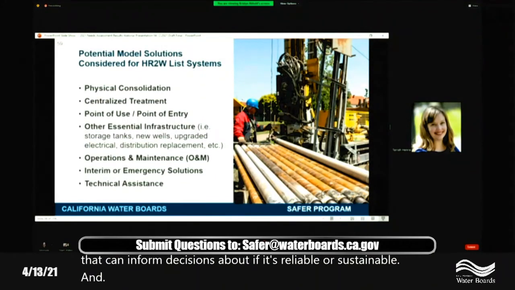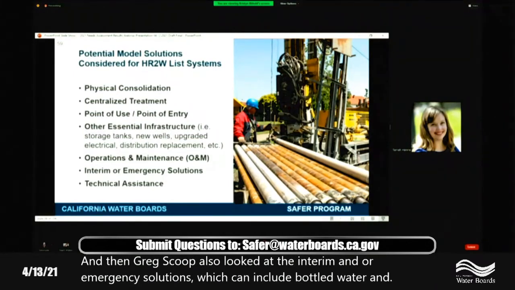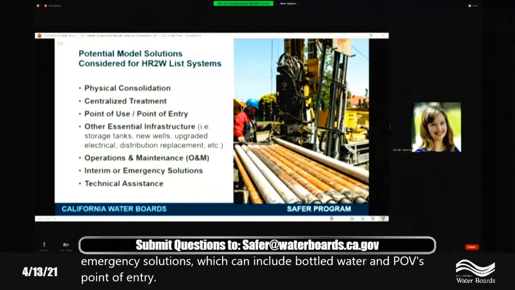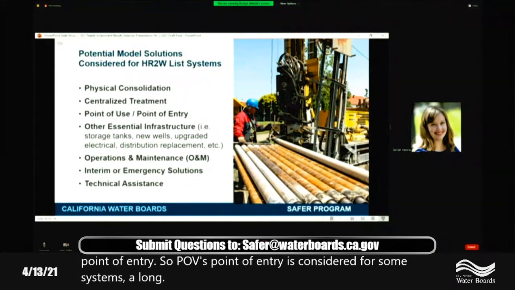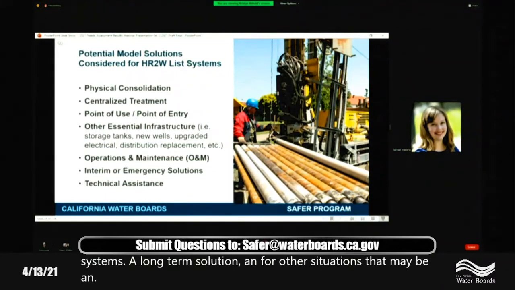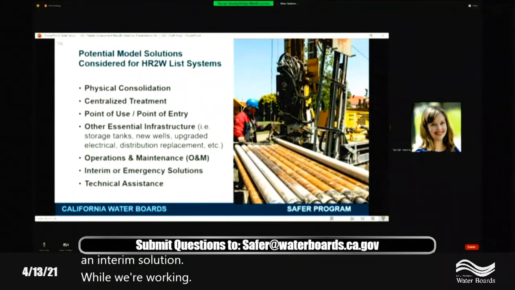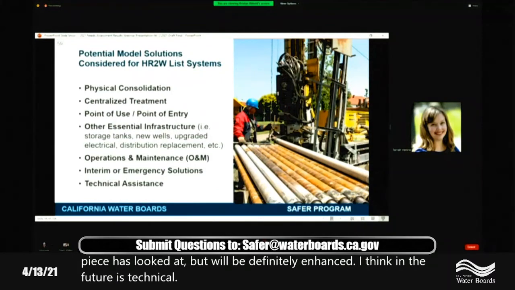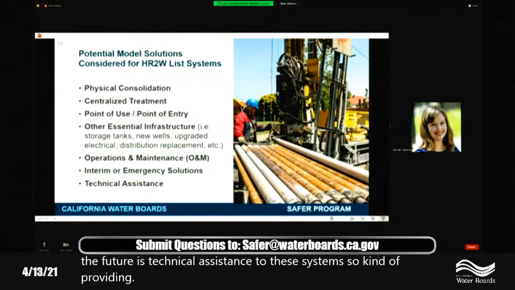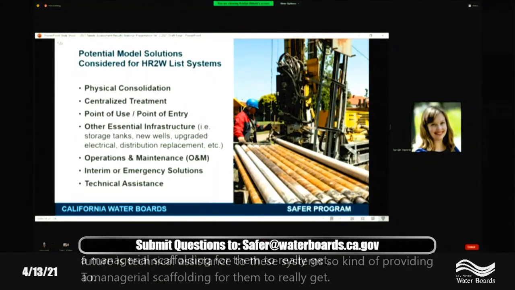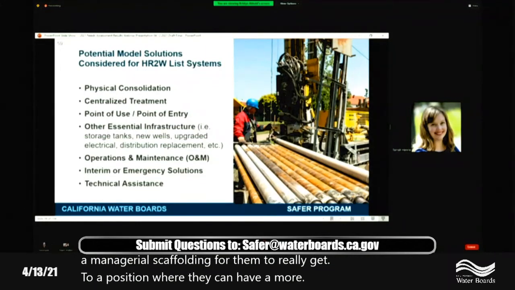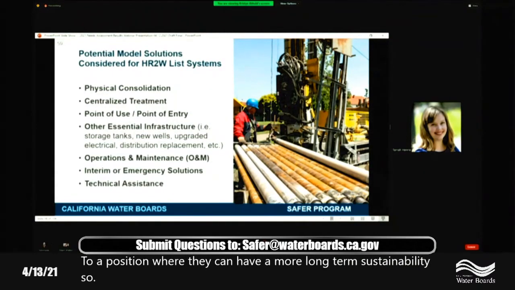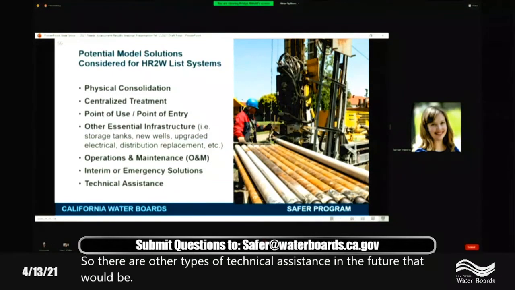Then Greg's group also looked at the interim and/or emergency solutions, which can include bottled water and point of use, point of entry. So point of use, point of entry is considered for some systems a long-term solution, and for other situations it may be an interim solution while we're working to establish a long-term solution. Another piece that was looked at but will definitely be enhanced in the future is technical assistance to these systems, kind of providing a managerial scaffolding for them to get to a position where they can have more long-term sustainability. There are other types of technical assistance in the future that would potentially be included in this analysis.